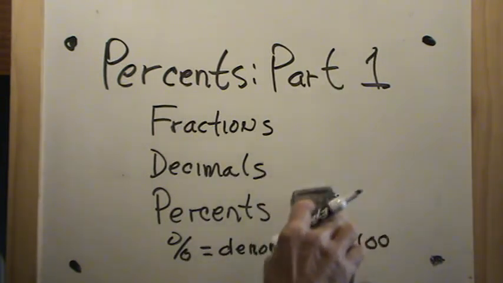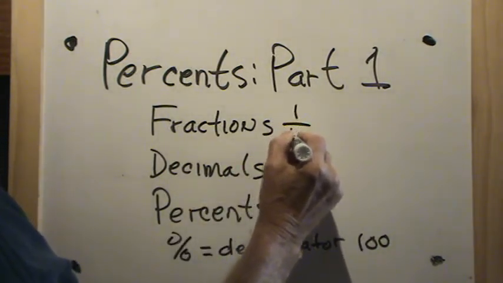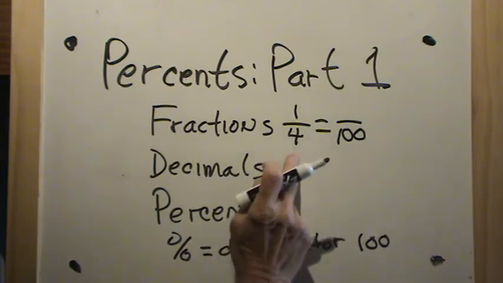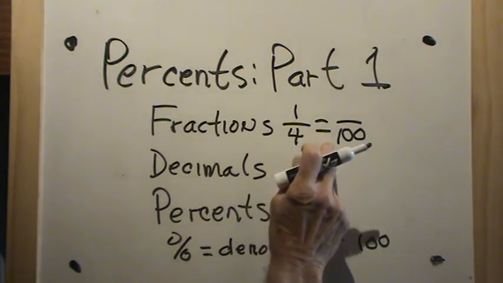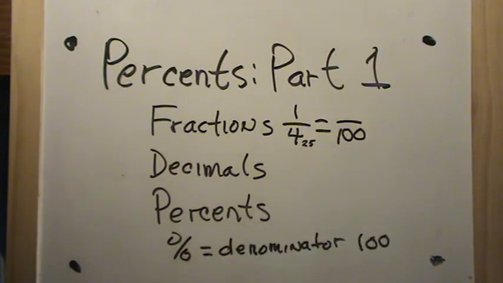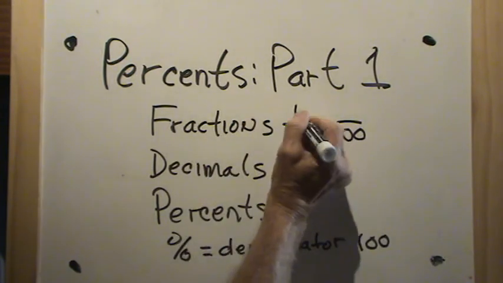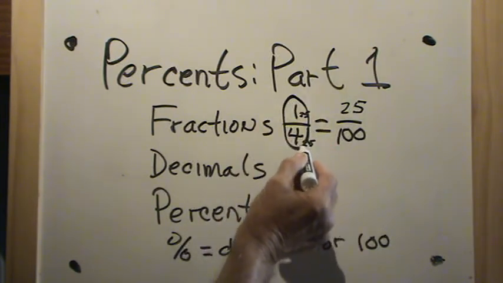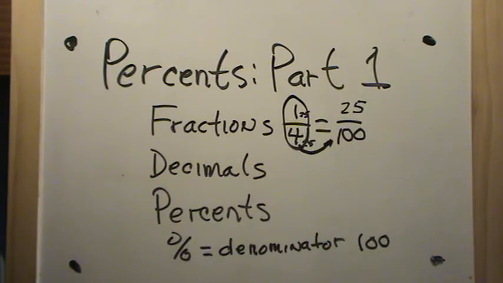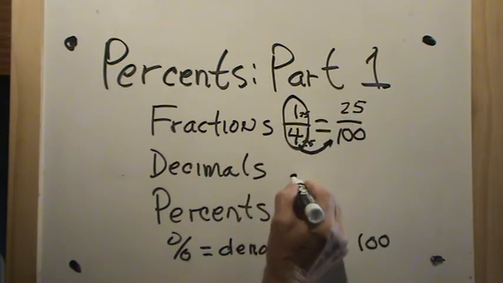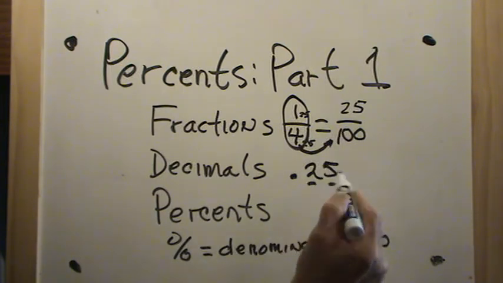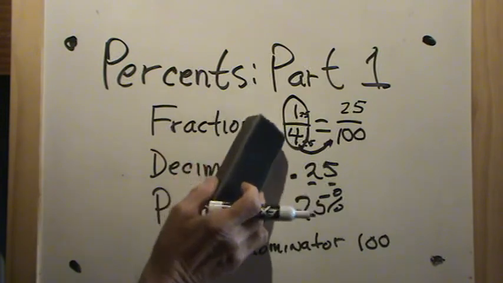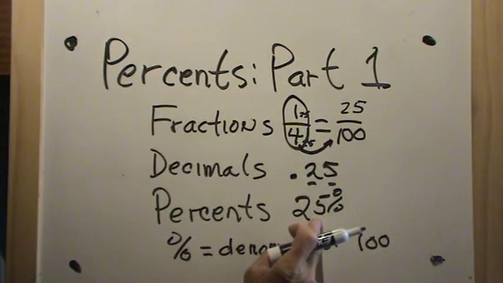Let's take a look at something else. Let's take the fraction 1/4 and let's raise it to higher terms. Let's raise it to a fraction that has a denominator of 100. Well, 4 times what number will give me 100? Well, 4 times 25 gives me 100. So 1 times 25 gives me 25. So if I change the name of 1/4 into a fraction with a denominator of 100, it's 25/100ths. Well, 25/100ths in decimal form is 0.25, because that's the tens and hundredths place. And in percent, 25%. So 1/4 is 25/100ths and is 25%.